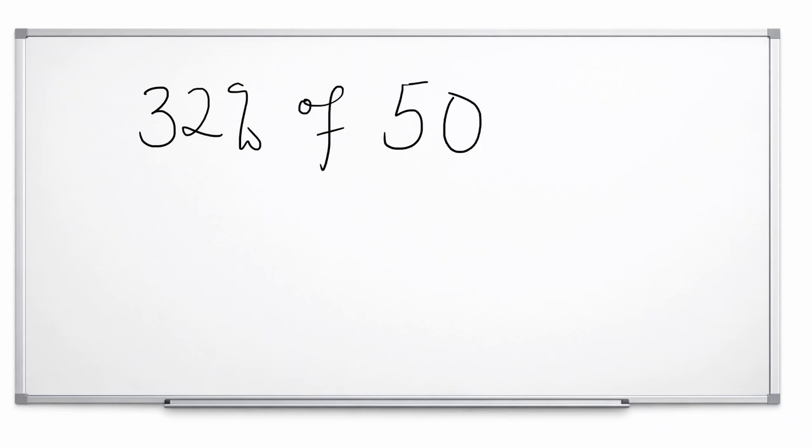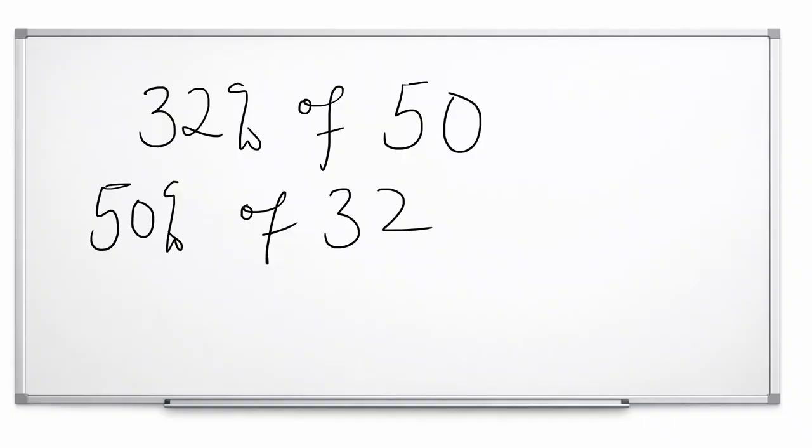For trick number 3, this can be a little bit confusing. If you have 32% of 50, to do this, you can use the same approach I used, but this is equivalent to doing 50% of 32. They are the same. So 50% means half of 32, which is what? 16.